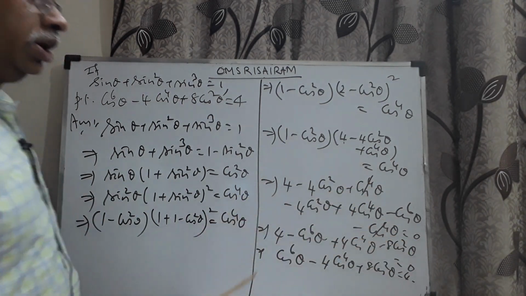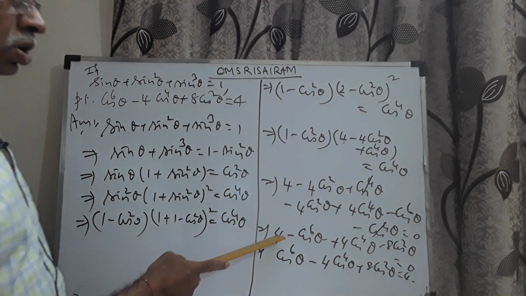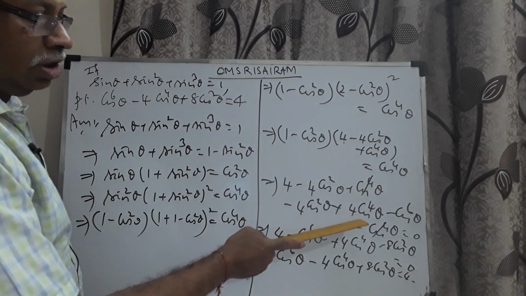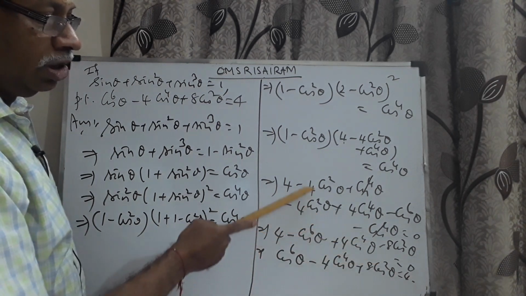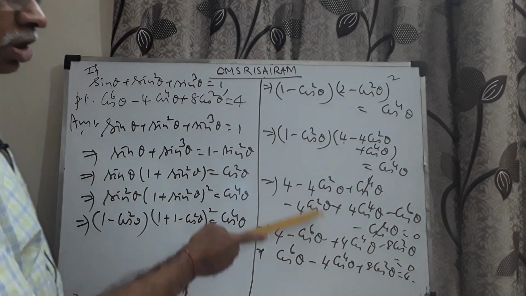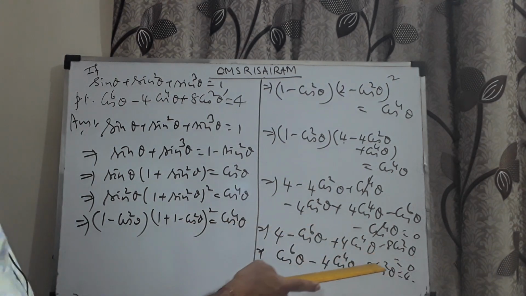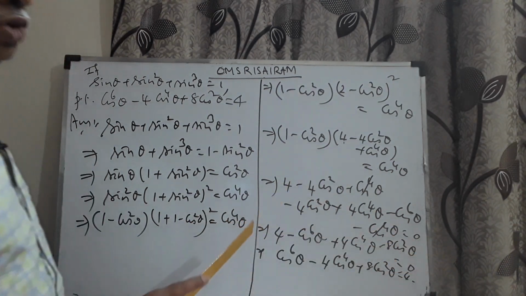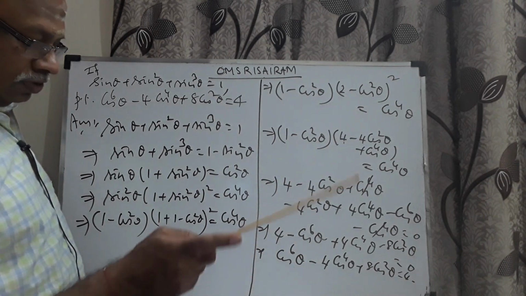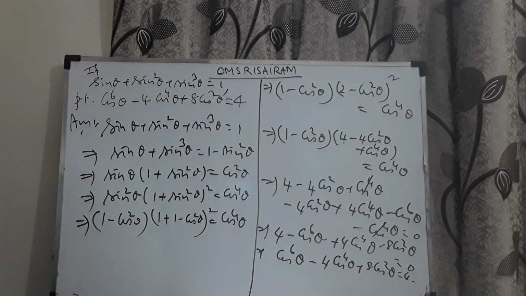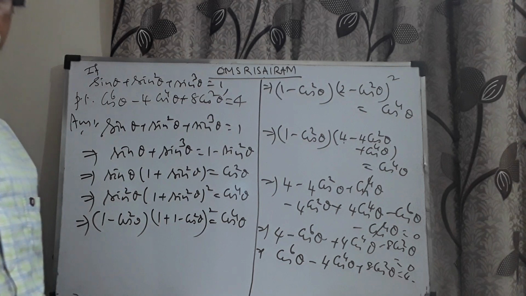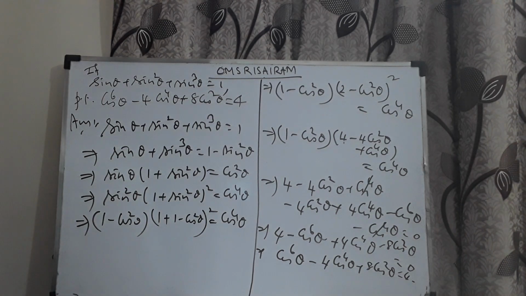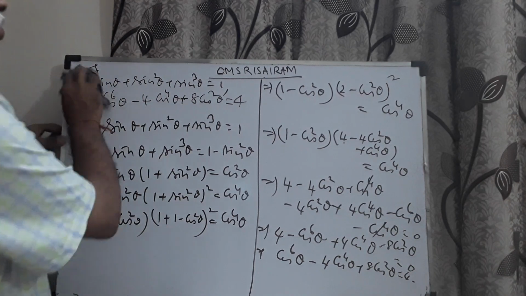One cos power 4 theta gets cancelled, plus and minus get cancelled. 4 minus cos power 6 theta plus 4 cos power 4 theta minus 8 cos square theta is 0. Bring every negative to the other side. Now cos power 6 theta minus 4 cos power 4 theta plus 8 cos square theta is equal to 4, which is the result to be proved. It's not at all a difficult task.